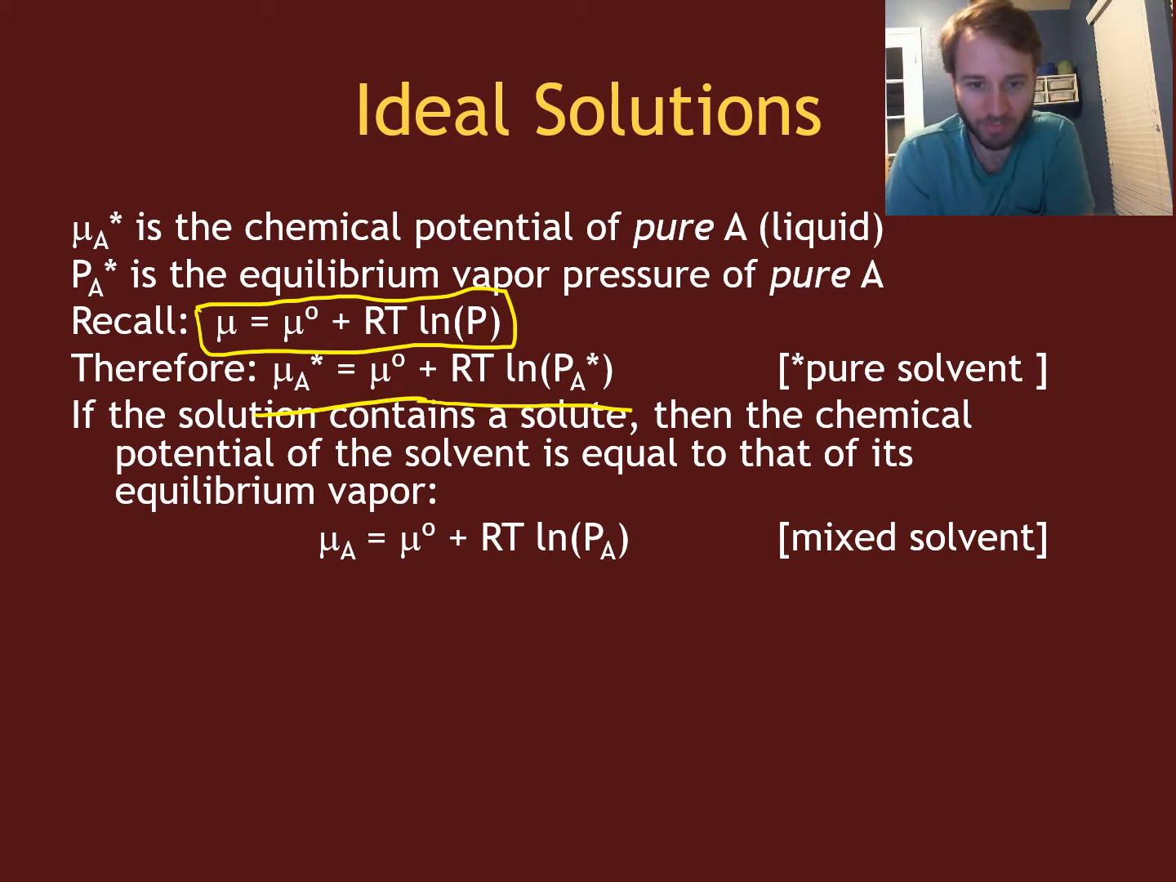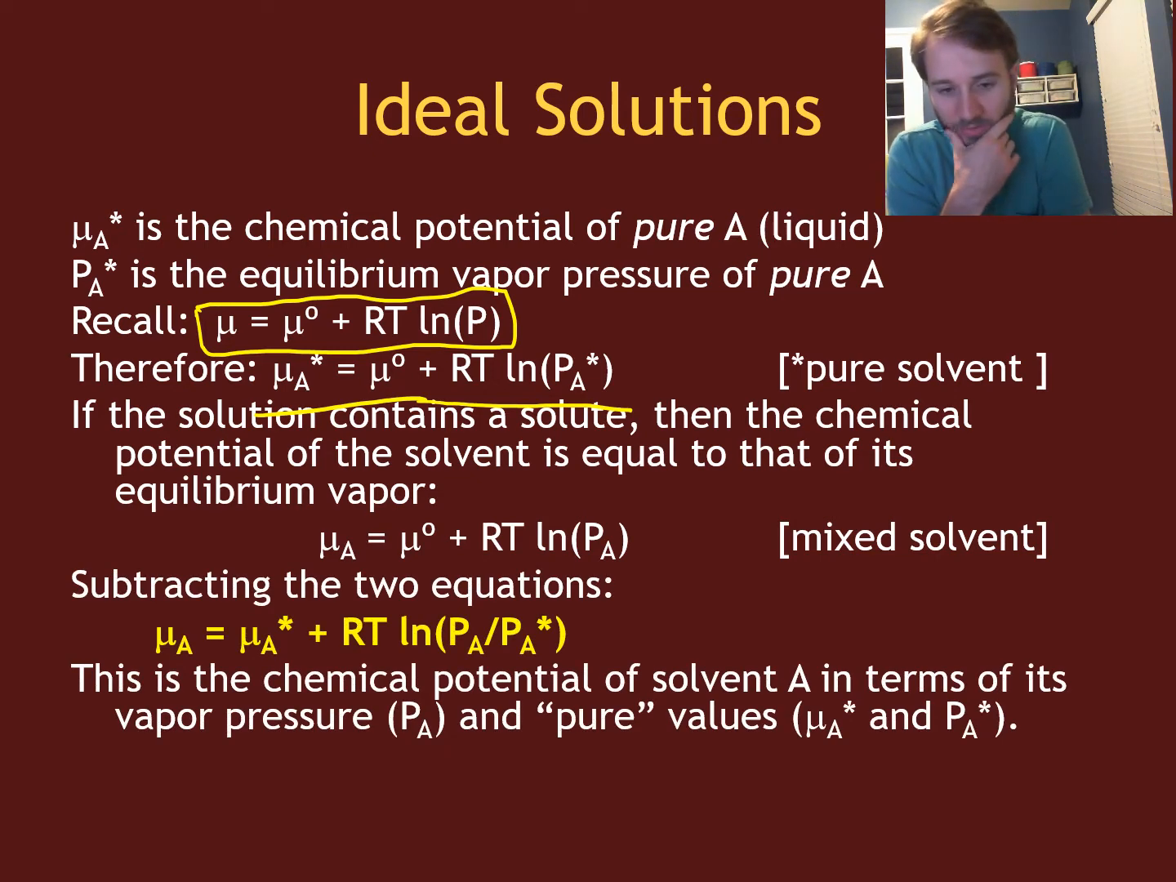Now, if we assume that the solution contains some solute, the chemical potential of that liquid is still going to be related to the vapor pressure of that liquid. It's just now going to have a different equilibrium vapor pressure. So I got rid of the star. The star is for the pure liquid. Without the star, we just have PA.